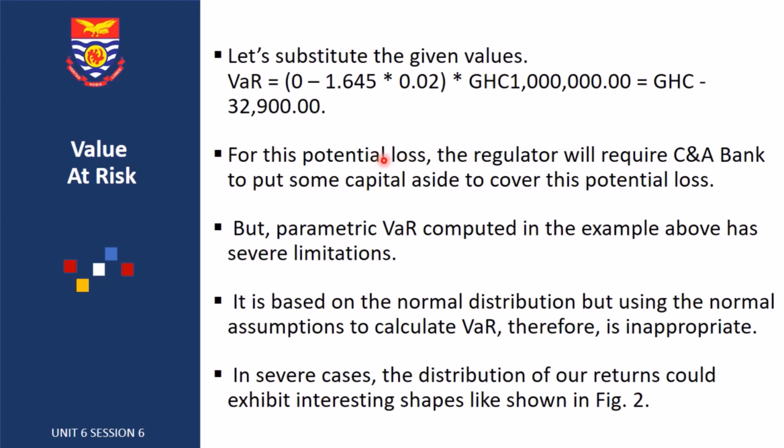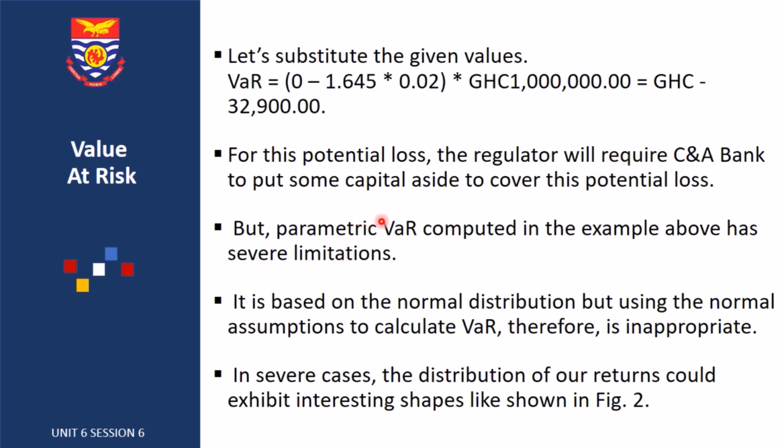For this potential loss, the regulator will require C&A Bank to put some capital aside to cover it. So you make good this loss by depositing an amount to the tune of this figure, to cover this potential loss in the event that it occurs.